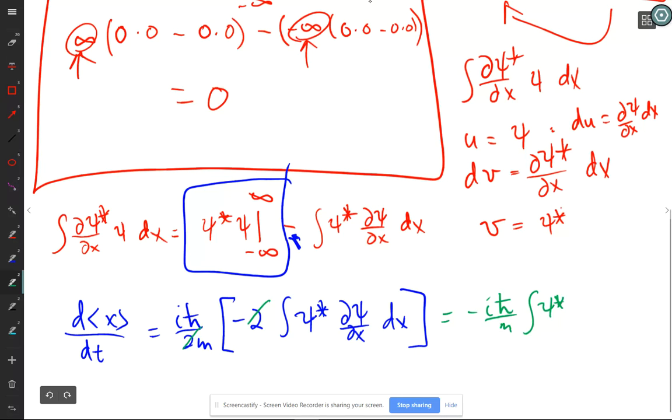Yes, I can, and we do that a lot. So here's what we found. The time derivative of the expectation value of position is equal to minus i h bar over m times the integral of psi star d psi dx dx.